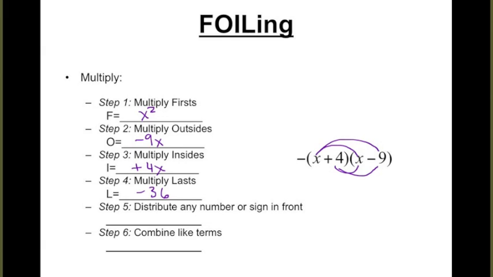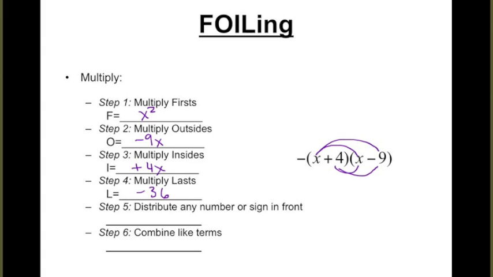Okay? So the acronym FOIL means multiply the first things, the outside things, the inside things, the last things. And it works as an acronym. If that helps you remember, that's fine. But really what's happening is we're just distributing. We're taking the x and distributing it to the second group, and we're taking the 4 and distributing it to the second group.